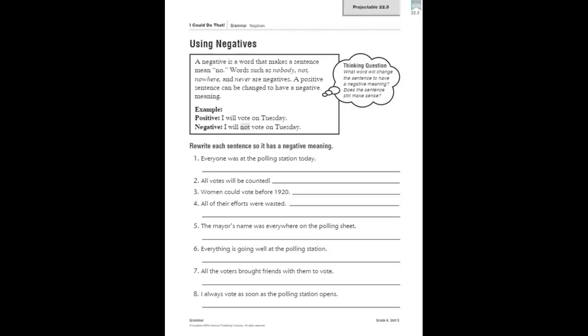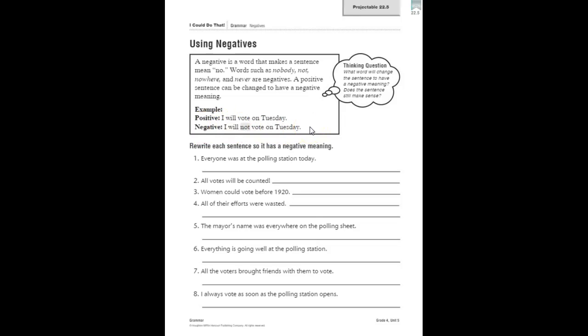So we know that a word that makes a sentence mean no is called a negative. Now there are words like nobody, not, nowhere, and never. Those are also negatives. Okay? A positive sentence can be changed to have a negative meaning. All right? So here is the positive. I will vote on Tuesday. And the negative is I will not vote on Tuesday.